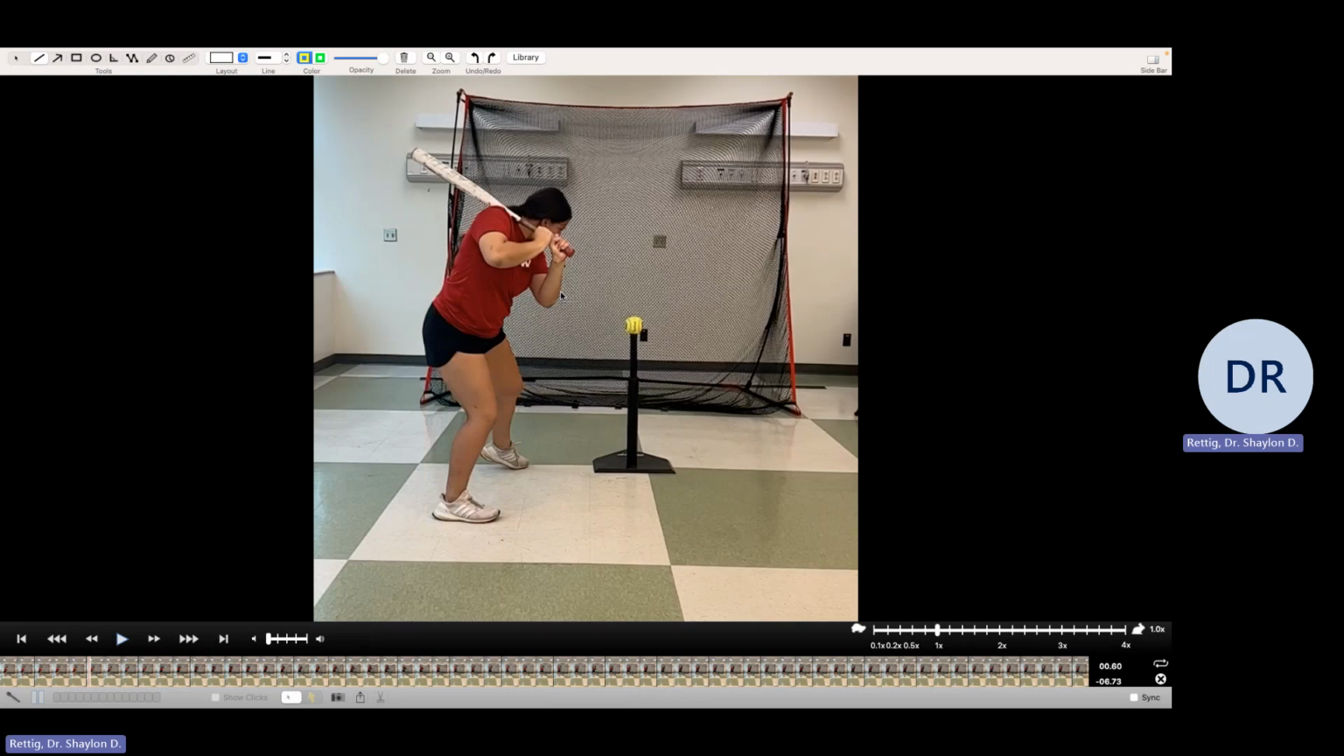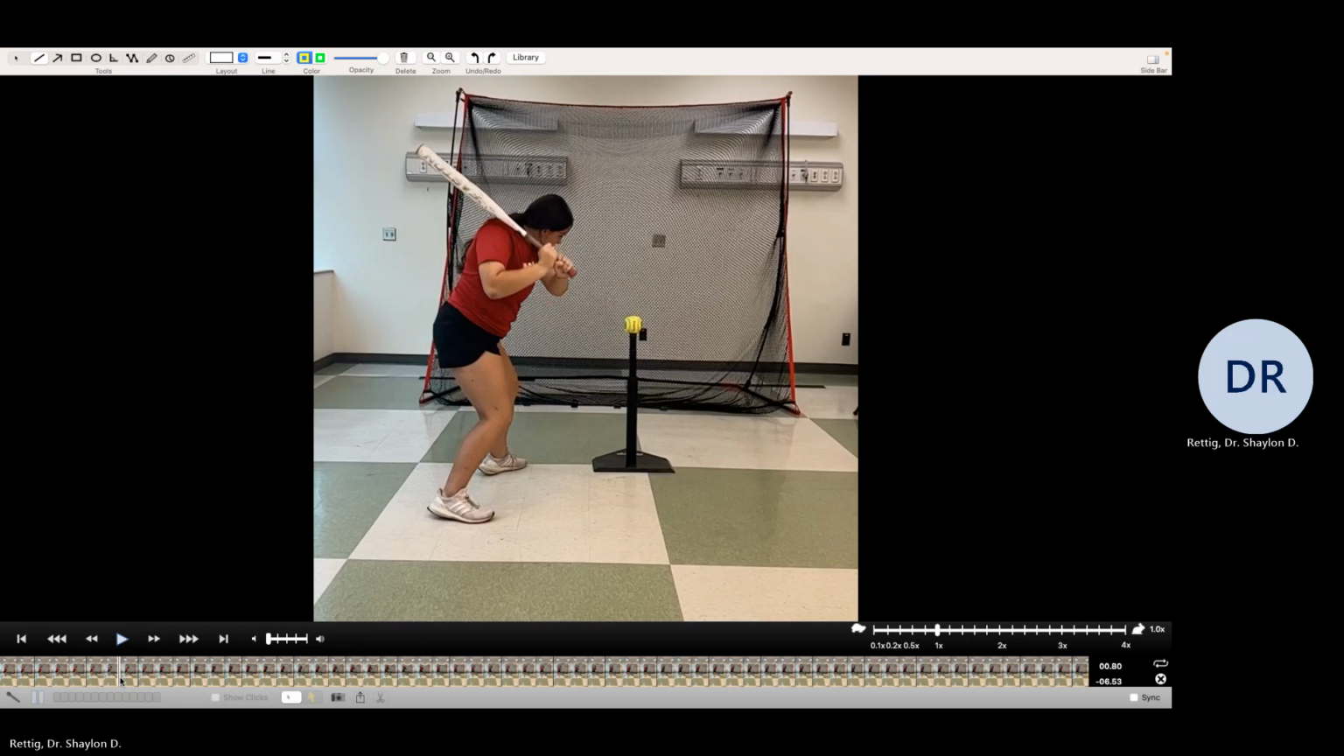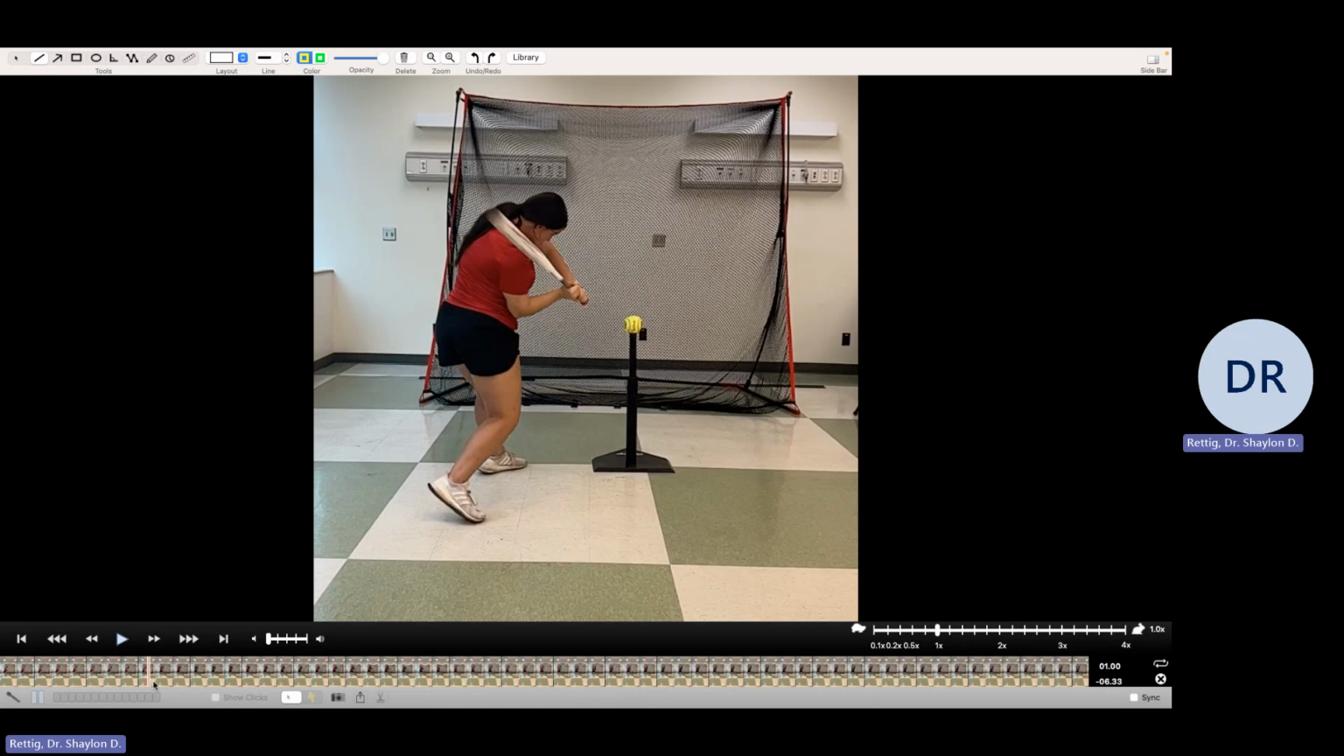And then the key thing we want to see is that lead hand inside the elbow. So lead hand inside the elbow, and you can see here your elbow is inside the lead hand, elbow inside the lead hand. And so you are throwing your hands out in front. And this goes back to the flying elbow piece and the pushing piece.